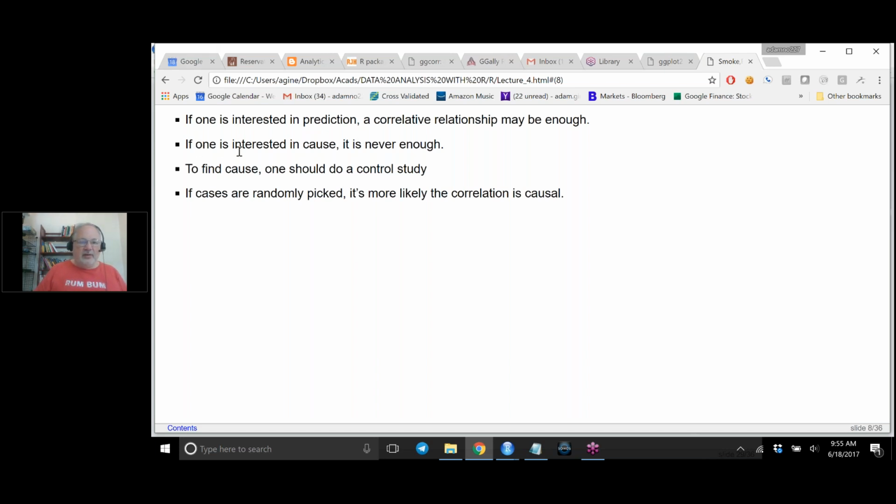Now, if you're interested in cause, in other words, if you want to say, ice cream causes polio, therefore we should ban ice cream, then a correlative relationship is never going to be enough. Until you can show that ice cream causes polio, and it doesn't, you can't do it.